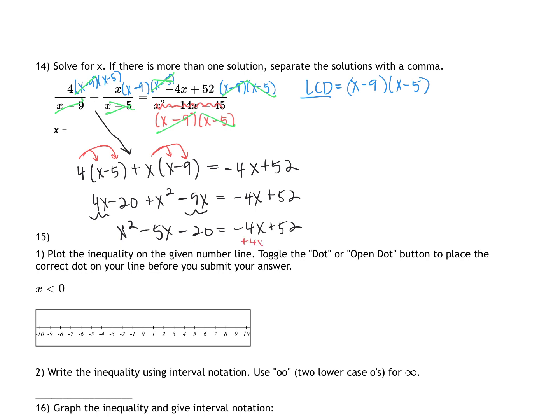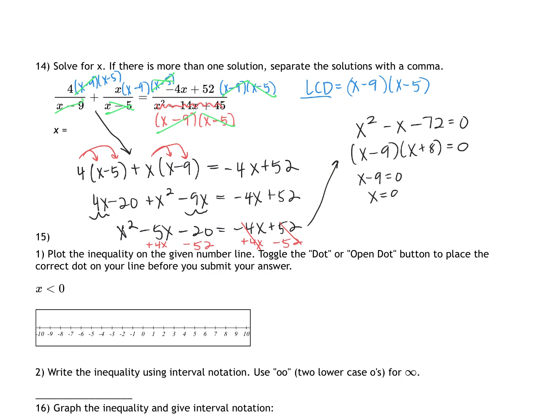I want to move everything to the same side and get it set equal to 0 because it's a quadratic equation. So this is going to be x squared minus x minus 72 equals 0. This one will factor into x minus 9, x plus 8. So now we want to set each factor equal to 0 and solve. So we get 9 and negative 8.